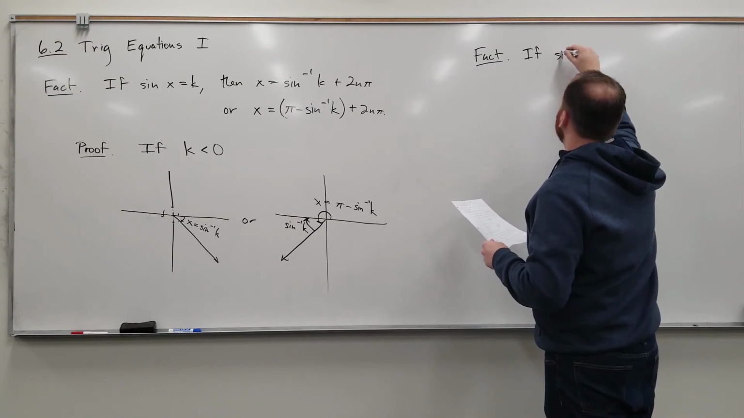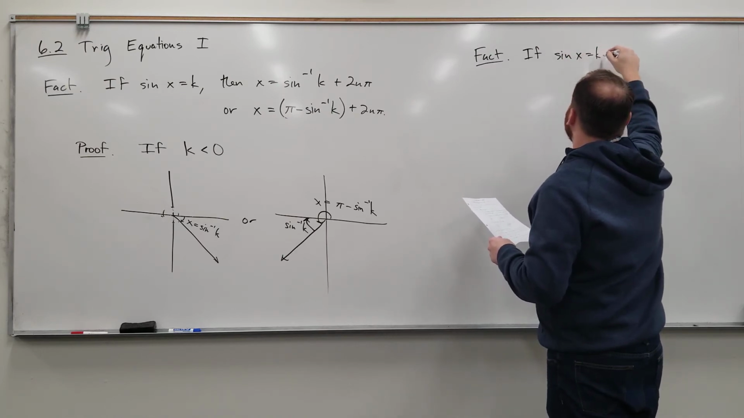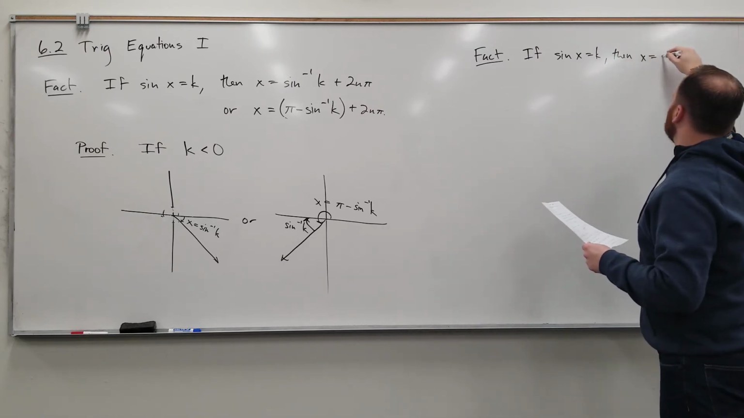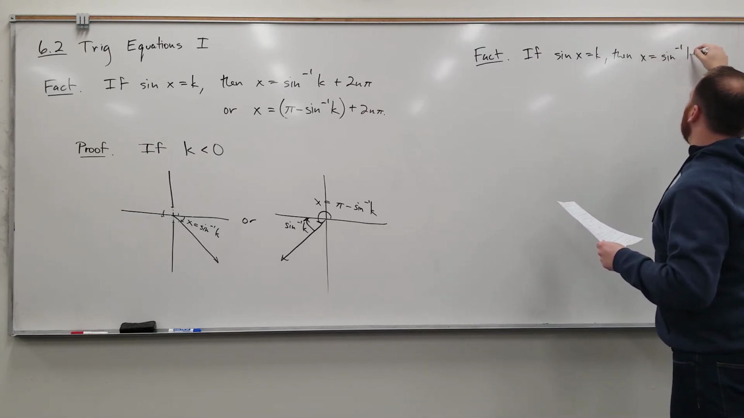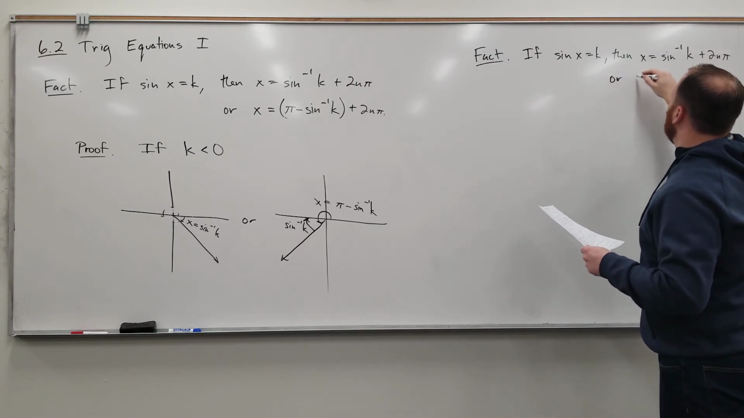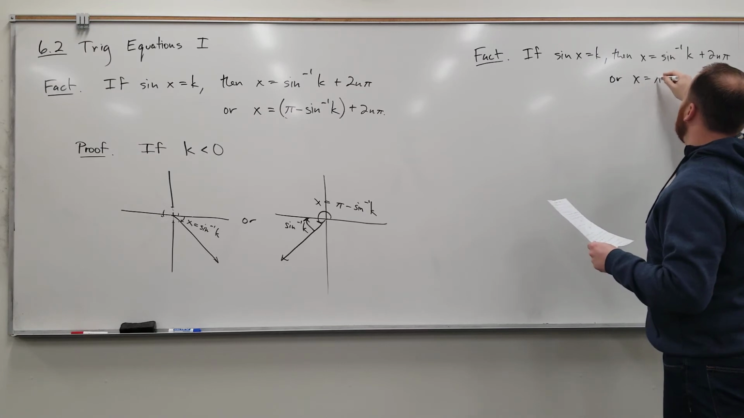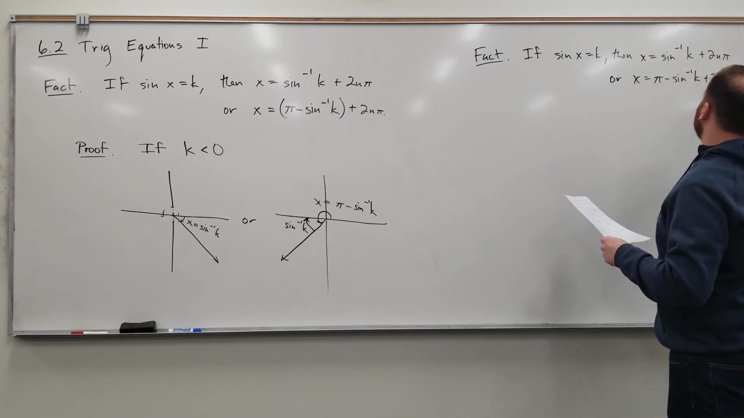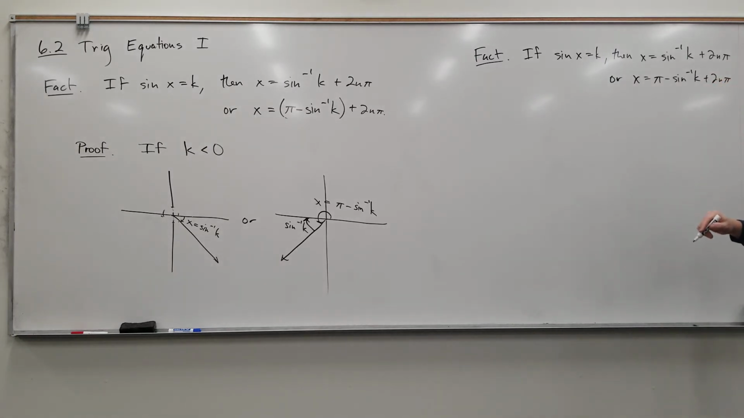So if sine x equals k, then x equals sine inverse of k plus 2n pi, or x equals pi minus sine inverse k plus 2n pi. All right, that's for sine.